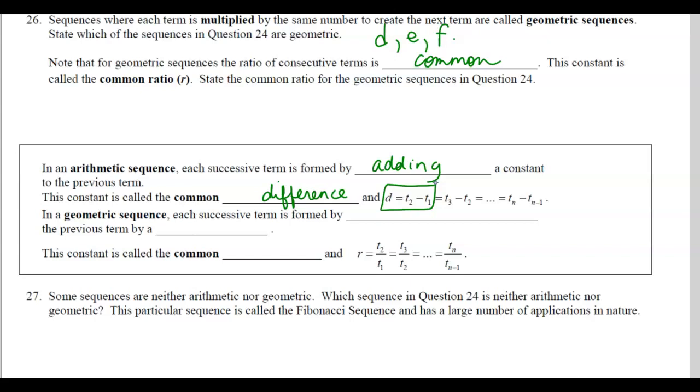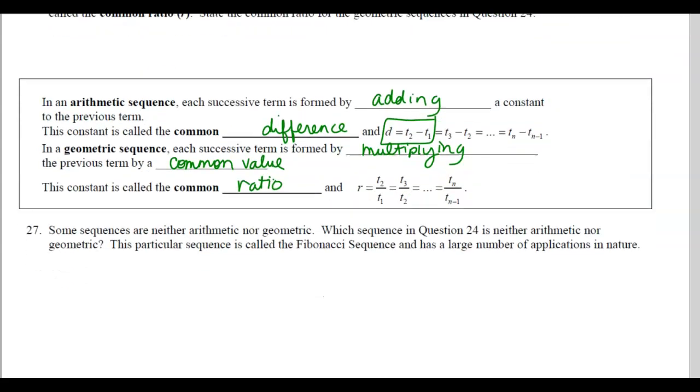Geometric sequence, each successive term is formed by multiplying the previous term by a common value. And this is called the common ratio. Okay, and how do you get it? Second term divided by the first, 100th term divided by the 99th, just consecutive terms.